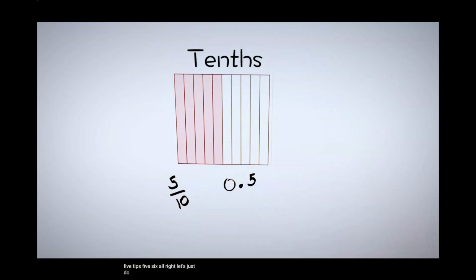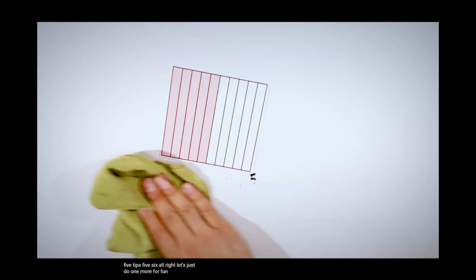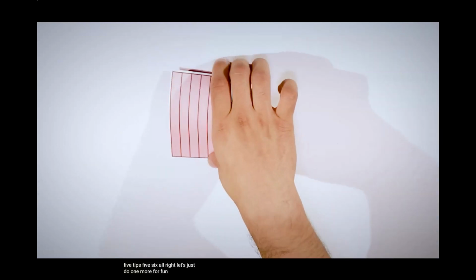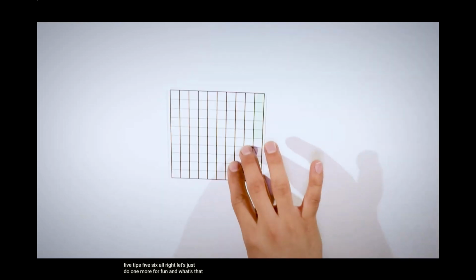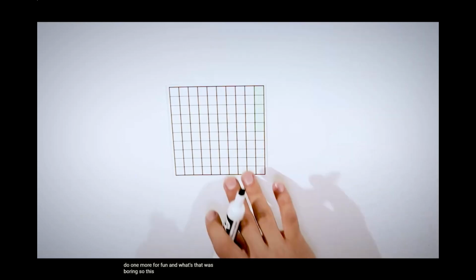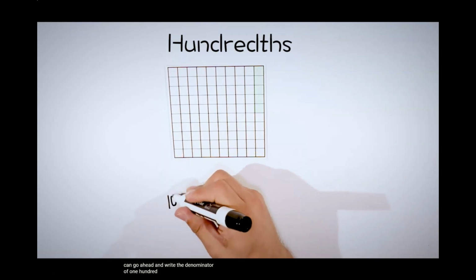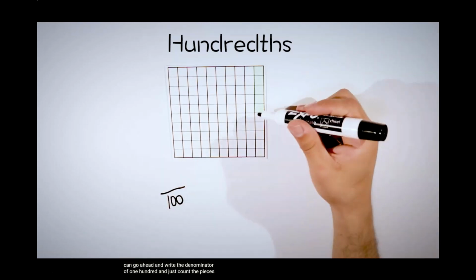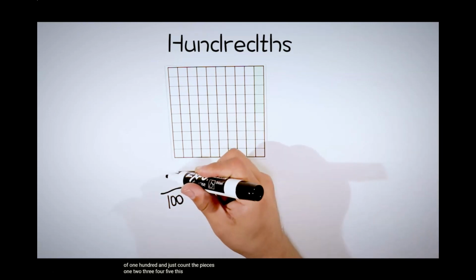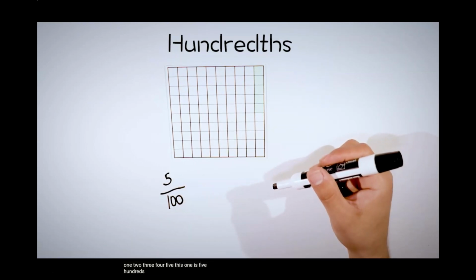All right, let's do one more for fun. Let's get, ooh, well, that was boring. So this one's hundredths, right? So we can write the denominator of 100 and just count the pieces: 1, 2, 3, 4, 5. This one is 5 hundredths.